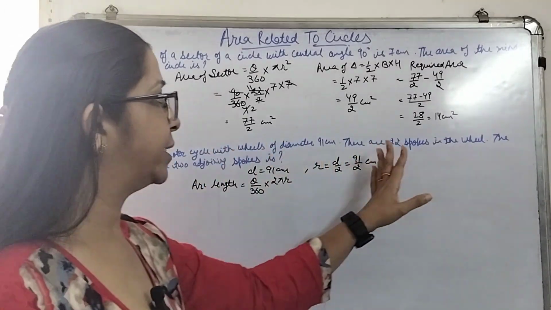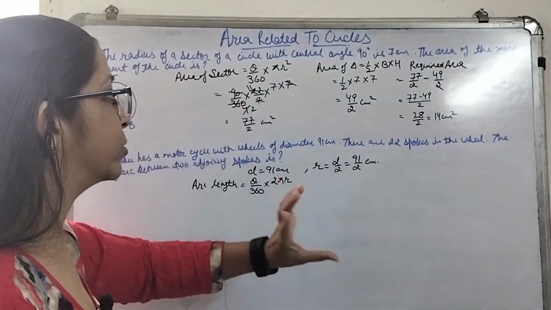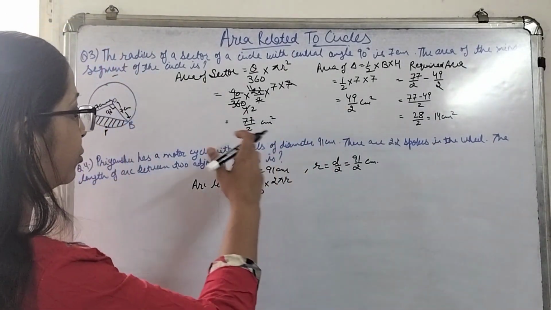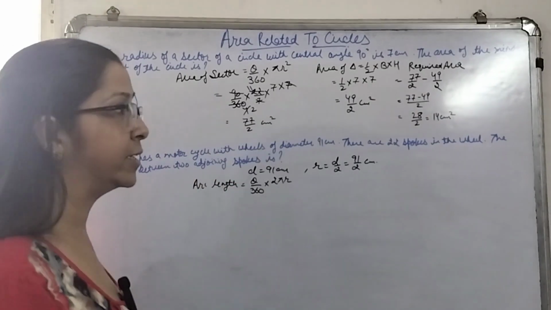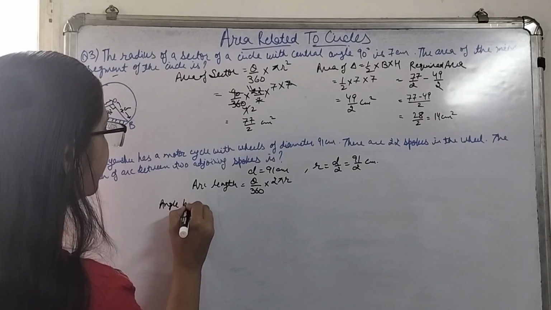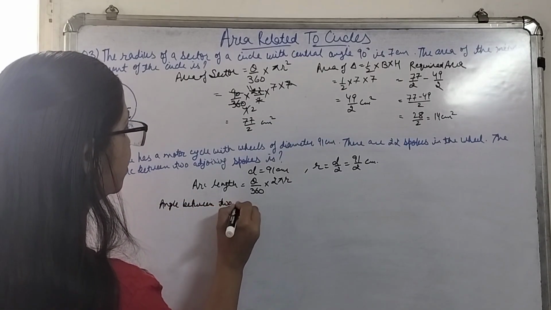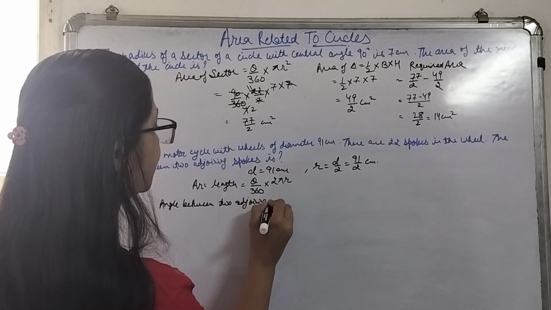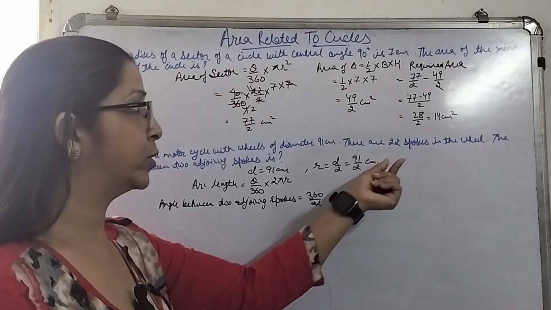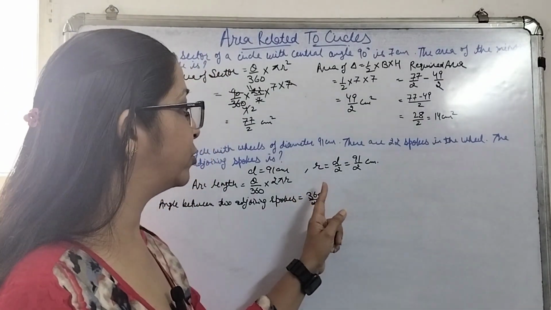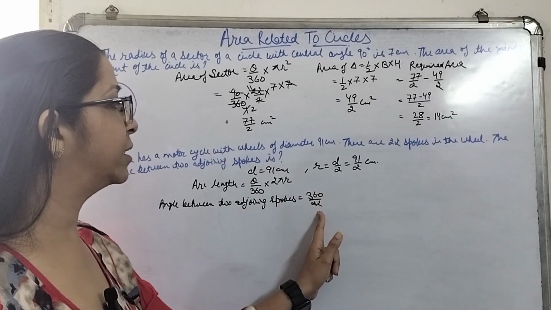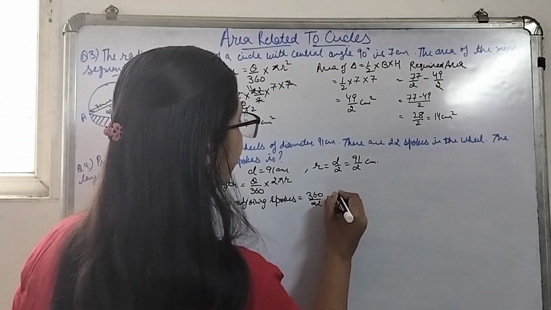So over here it is given that there are 22 spokes, and we know that the total angle of the whole circle at the center will be 360 degrees. If there are 22 spokes, the angle between two adjoining spokes will be 360 divided by 22, because a total of 22 spokes are there and the total angle is 360 degrees. This is the value of theta.